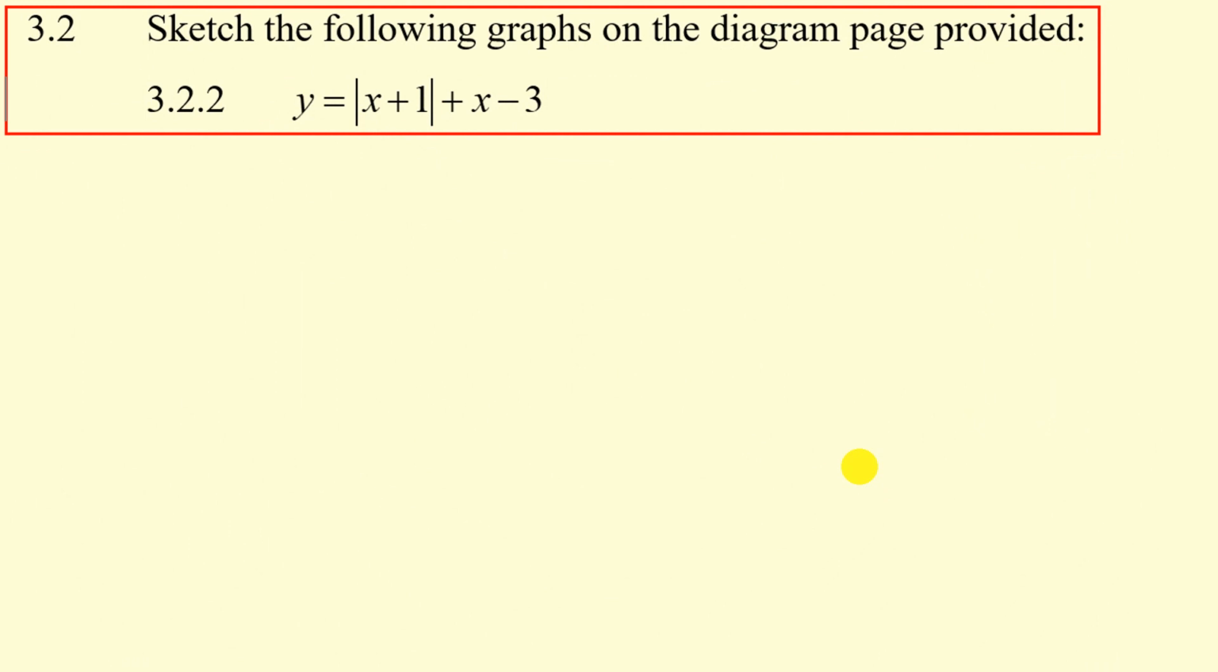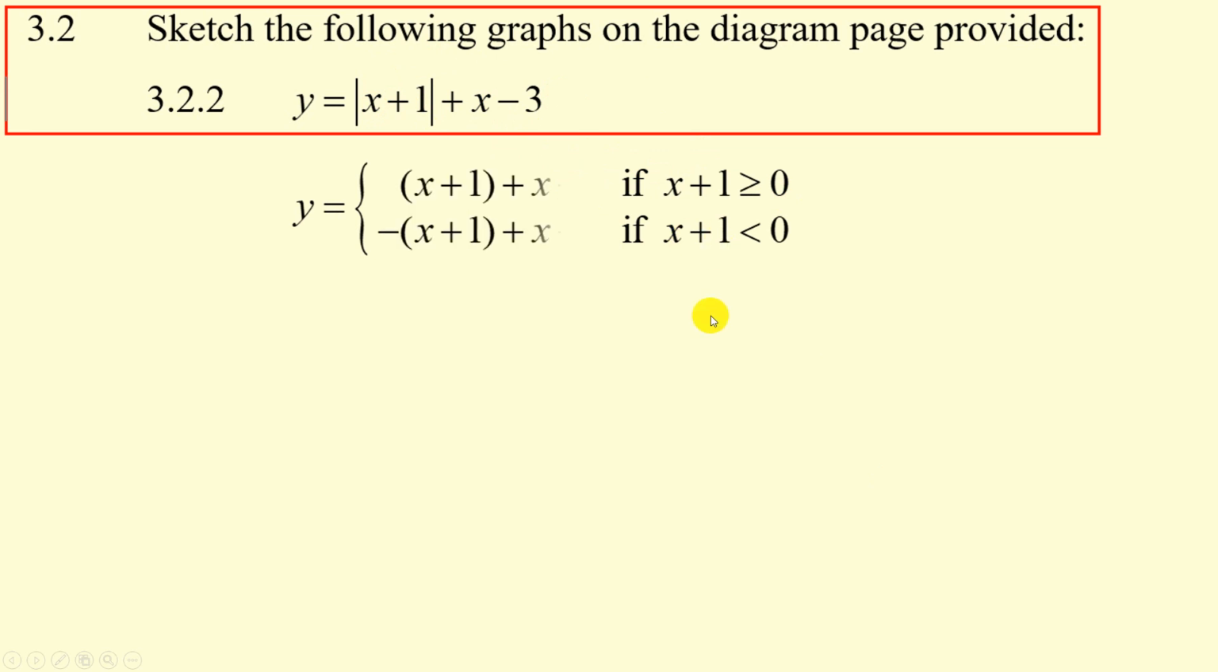This one here, because we have an x on the outside as well, I'm going to revert to the definition of absolute value again. Good old definition. So there we are. It's going to be x plus 1 if x plus 1 is greater than or equal to 0, and minus (x plus 1) if x plus 1 is less than 0. If x plus 1 is greater than or equal to 0, those absolute values just become brackets. If x plus 1 is less than 0, we have to change the sign of the x plus 1.